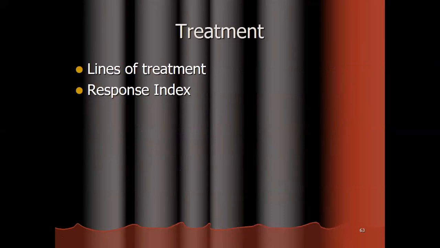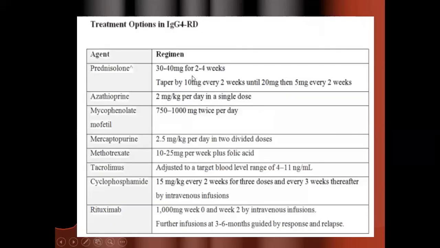التريتمنت طبعا احنا كده خلصنا، انا مش هاخد في تفاصيل التريتمنت. التريتمنت زي الاميون ديس اوردرز بيتميز بانه الستيرويد ريسبونسيف، بتبدا ببريدنيزولون من 30 ل 40 مللي جرام من 2 ل 4 اسابيع، وتبدا تتابر 10 مللي جرام every 2 weeks until 20 مللي جرام then 5 مللي جرام every 2 weeks. لو حصل ريلابس وده وارد، هترجع الستيرويد تاني وتضيف معاه الستيرويد سبيرنج زي الازاثيوبرين.